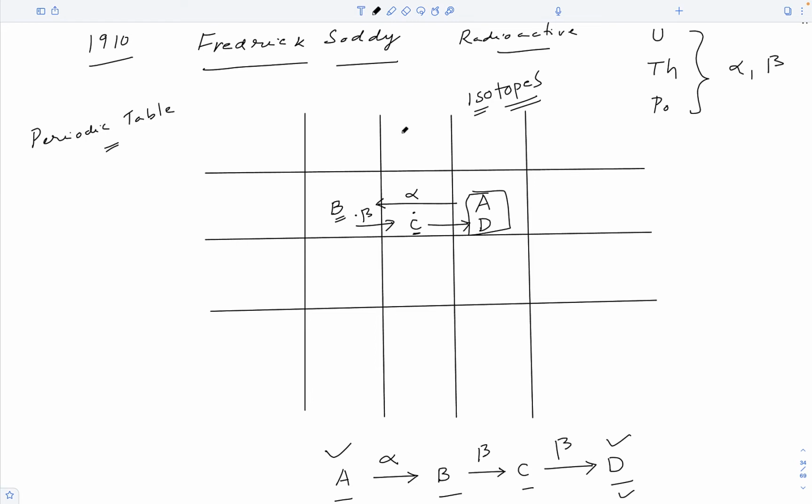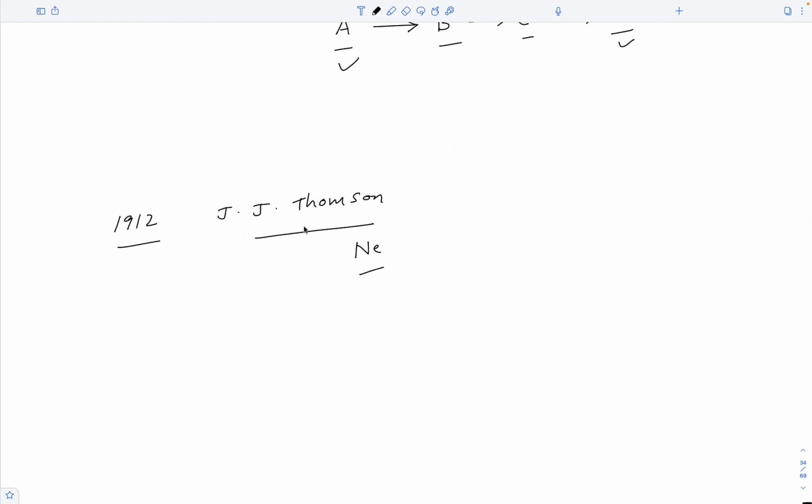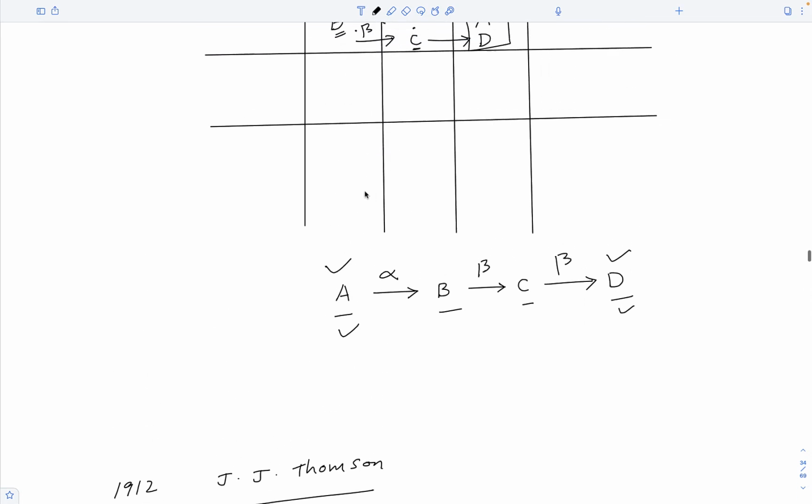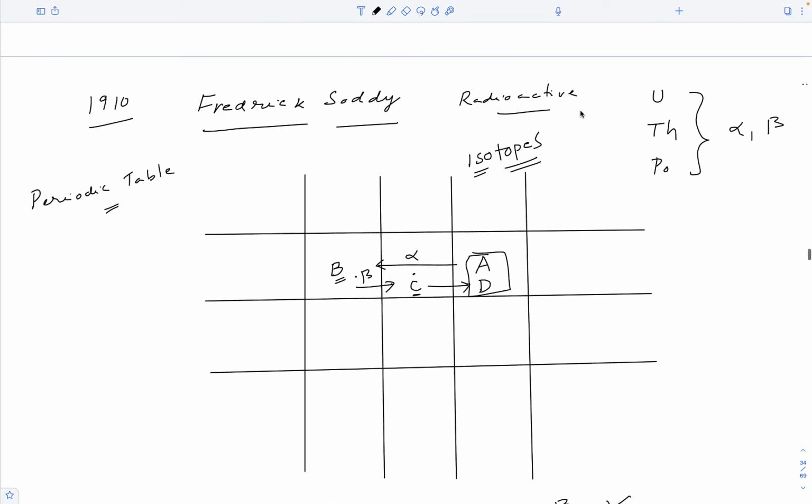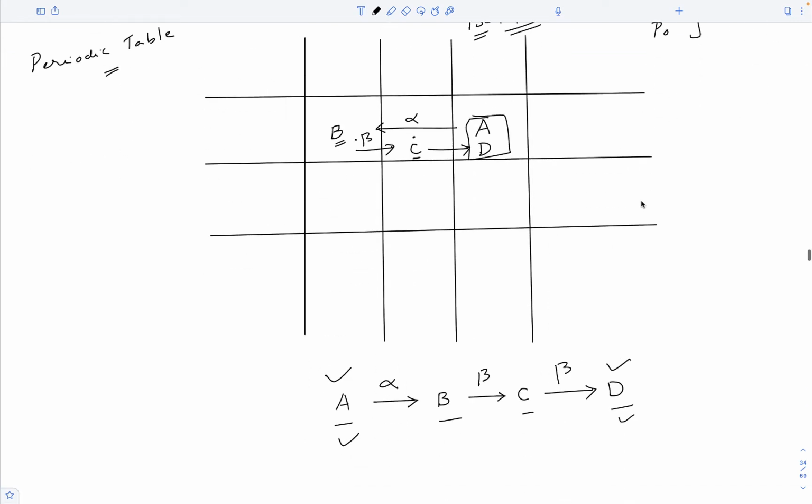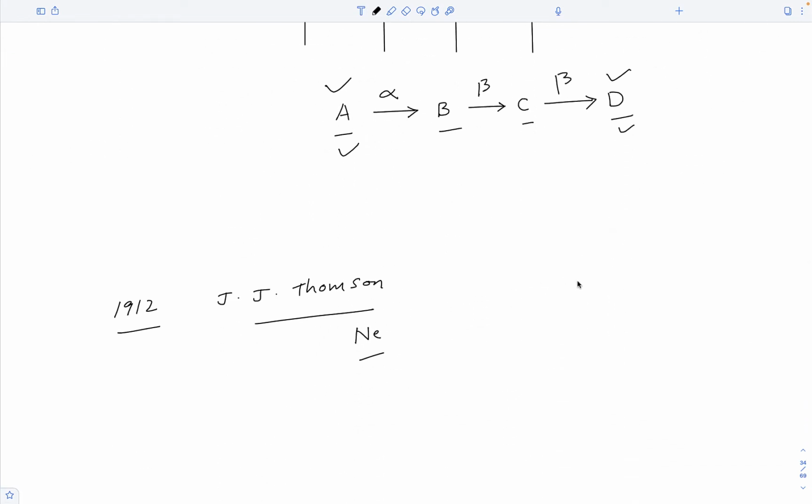And 2 years later, in the year 1912, the famous physicist J.J. Thomson discovered something related to this, but without using radioactive substances. Using his discharge tube experiments, the kind of experiments we studied in our lower grades, Thomson found that all the neon atoms found in nature do not have the same mass. The neon atoms found in nature have at least two different masses. So that means all neon atoms are not identical. And John Dalton was wrong.